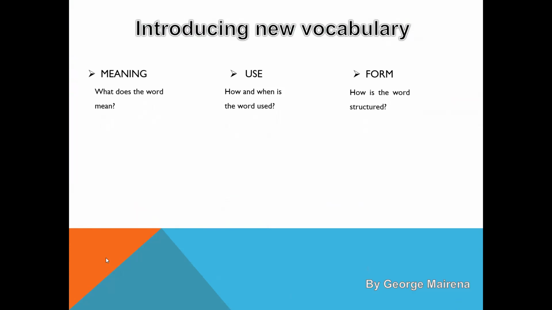Do we have an adverb as a word family for the same word or not? Yes, we have one. Frustratingly, okay? For example, the application was frustratingly slow. So those are things you must take into account when introducing vocabulary. Don't forget that. You need to be focused on the meaning, I mean, what does the word mean? You must be focused on the use, how and when the word is used, and on the form, how the word is structured, okay?